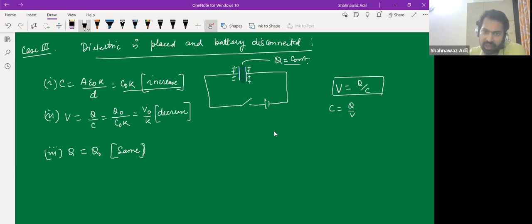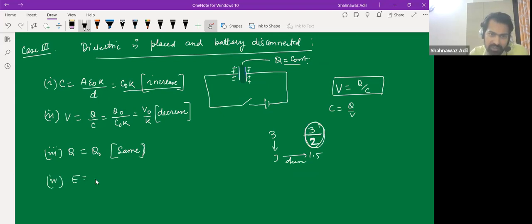Right, let's say if you have 3 and you divide it by 2. So initially it is 3 and now it has become 1.5. So this has decreased. Whenever you divide by a number which is greater than 1, this whole factor decreases. So this is decrease. Now the fourth thing, electric field.